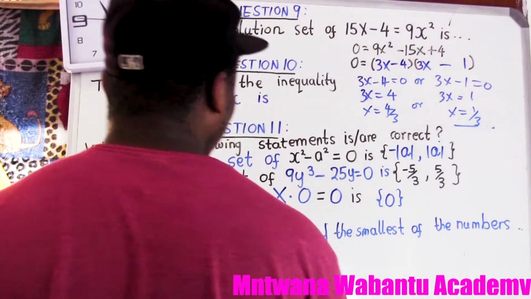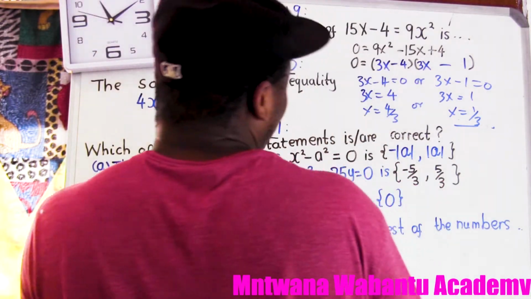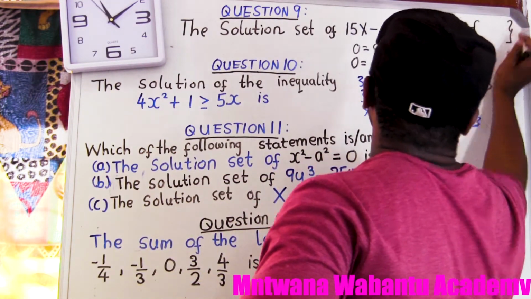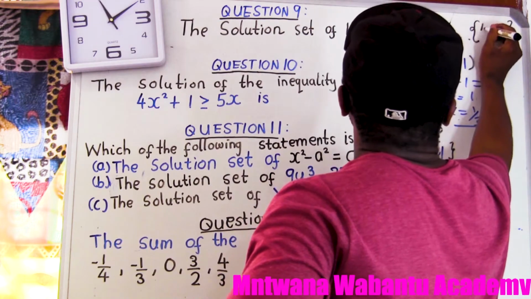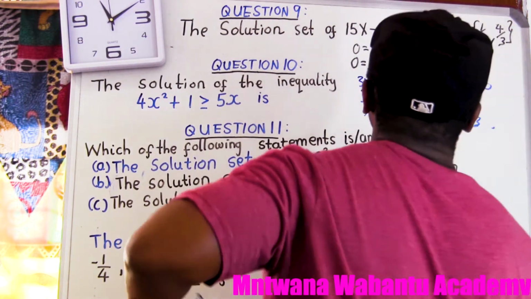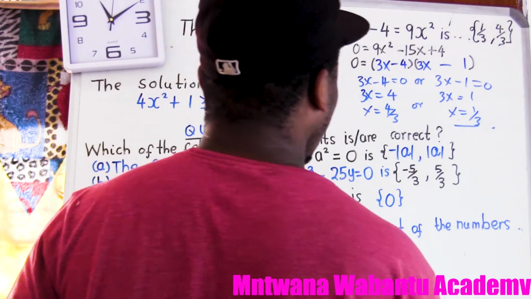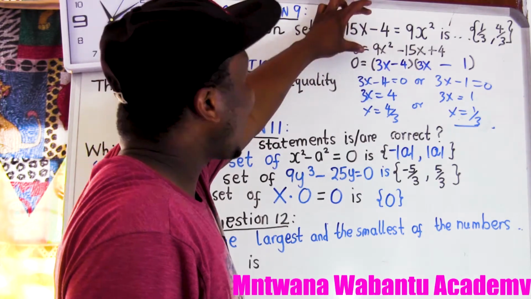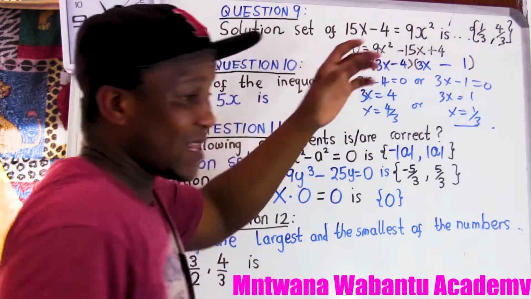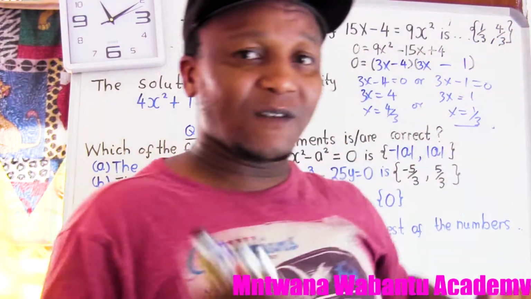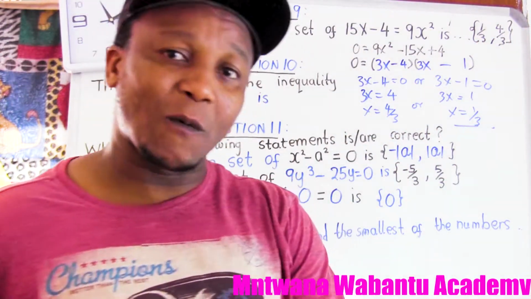Your solution set means you start with the smaller to the biggest. You write your curly bracket like this, and then you write the first one, 1 over 3, and then the second, 4 over 3. But before we say this is the actual solution set, it's very important you take each value of x and plug it in here. What you get on the left must be equal to the right, and then that's going to be your solution set. But if one of these does not give us the equality, then take that one out.